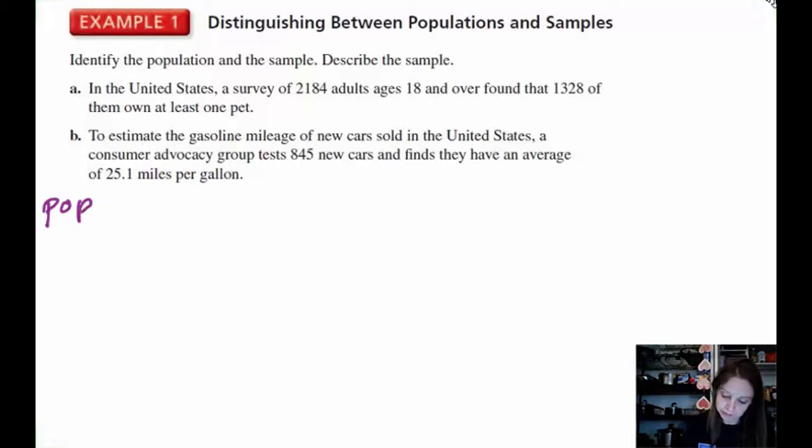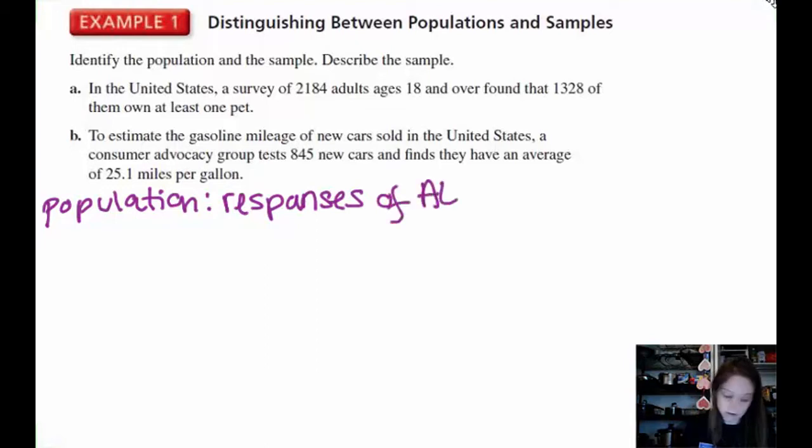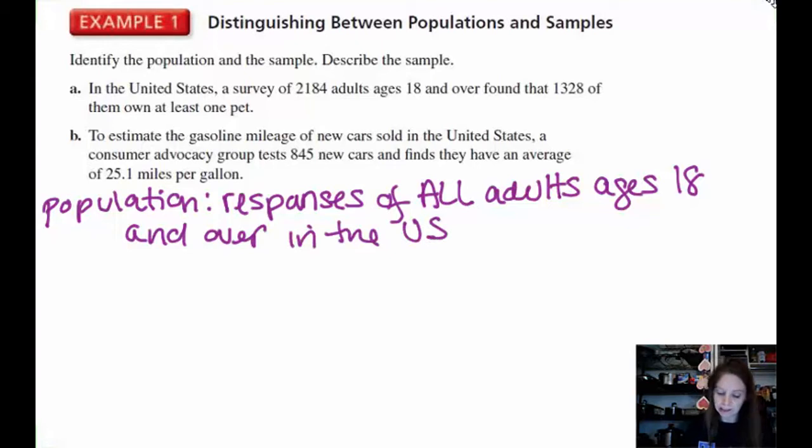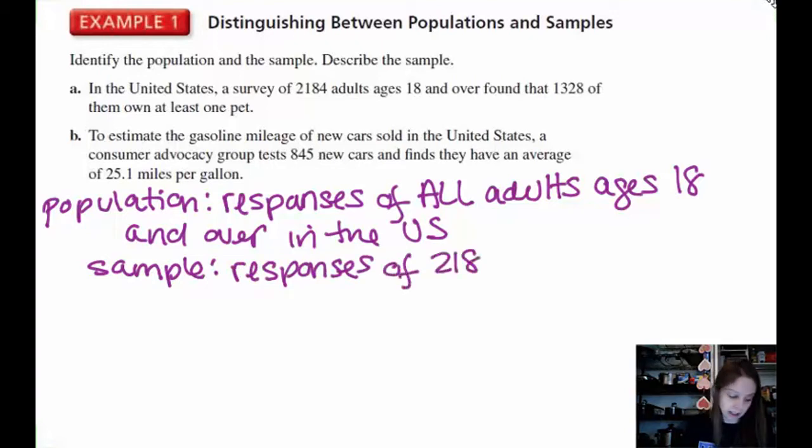Okay, so the population is going to contain the word all. Population is the responses of all adults ages 18 and over in the United States. The sample, or the subset, is the responses of 2,184 adults in the survey.